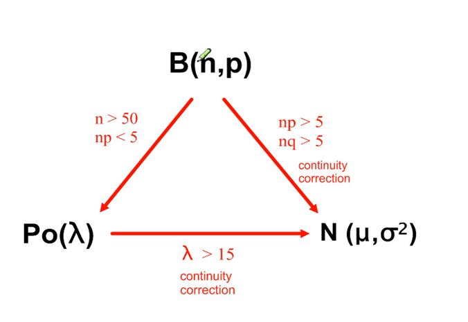When you approximate a discrete distribution, so that's binomial or Poisson, with a continuous distribution, that's the normal distribution, a continuity correction needs to be applied. It is needed to make the approximation as accurate as possible.